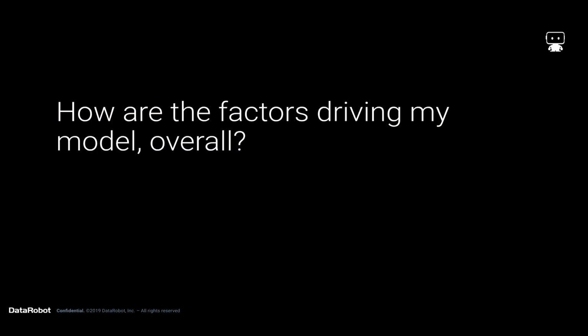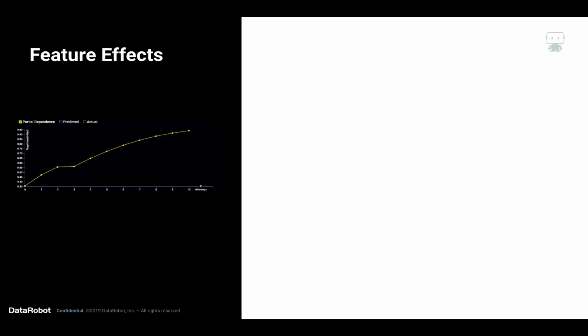Okay? The next question that we were going to ask is, how are the factors driving my model overall? I know that these are the factors that are important, but how exactly? What is the directionality of it? In the coefficient world, that would be the sign of the coefficients. Is it positive? Is it negative? Is it increasing with the target? Is it decreasing with the target? And so on. We call it something in DataRobot language, but in general, let's call it feature effect. So what is the effect direction of features?